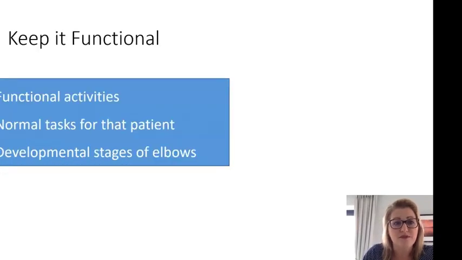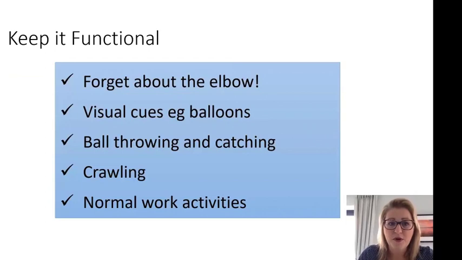So keep it functional and think about it, and also think of those developmental stages of the elbow. So what have they done since they were very young? So we forget about the elbow. We use visual cues such as a balloon. Place a balloon in the hand and say move the balloon rather than bend the elbow, which is not something we think of day after day. Use things such as ball throwing and catching, crawling, for example, for those patients that crawled, and those normal work activities. And hopefully we gain some improvement there.